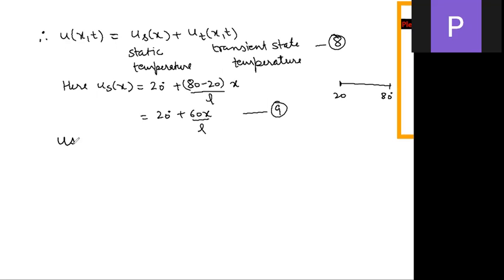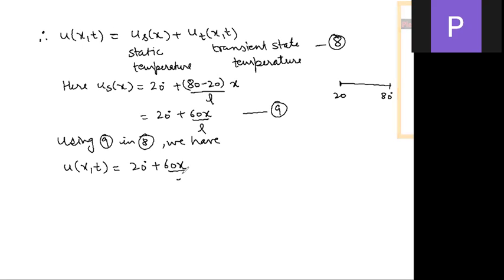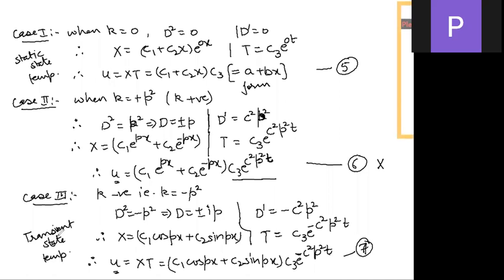Okay, using 9 in 8, we have u(x,t), this is equal to 20 degree plus 60x by L plus u_t(x,t). ठीक है, u_t(x,t) को भी हम यहाँ से, ये transient state temperature में से हम इसमें वैल्यू पुट कर देंगे.